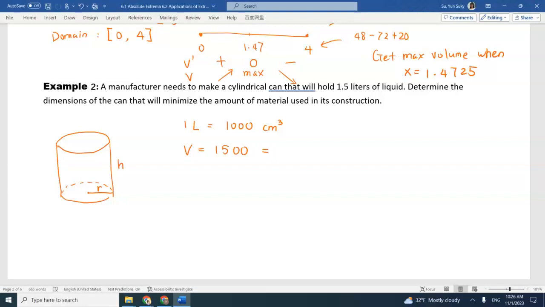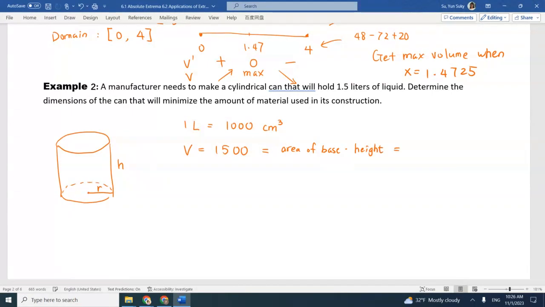What's the volume of a cylinder? Yeah, pi r squared h. For all cylinders, no matter whether it's a circular cylinder, or your base is a square, or a triangle, or any shape, the volume is always area of base times height. Okay? So area of base times height.